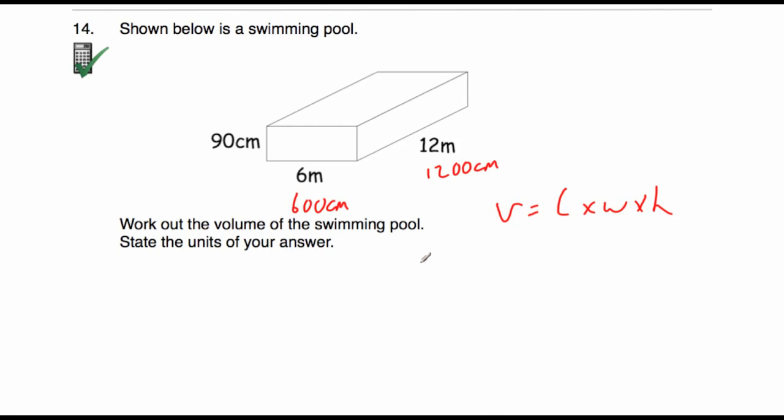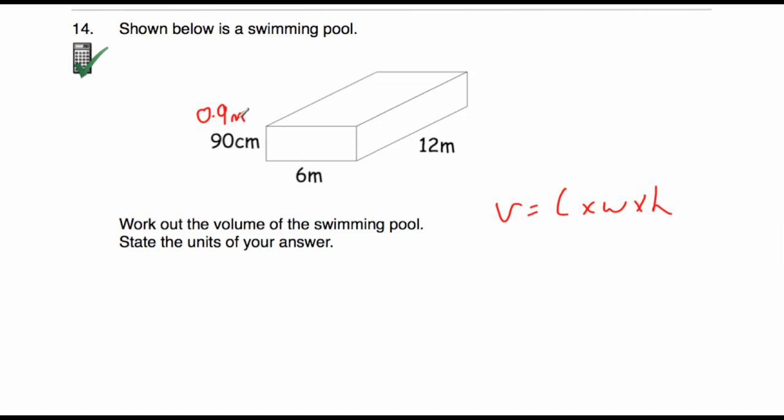But that would be a very large number, and because it's a swimming pool, I'm going to give it in metres cubed instead of centimetres cubed. So I'm not going to do that. I'm actually going to change the 90 centimetres into metres. So remember, 1 metre is equal to 100 centimetres. So this is just going to be slightly under that. So we're going to divide by 100. So that'd be 0.9 metres. So 90 centimetres is 0.9 metres.